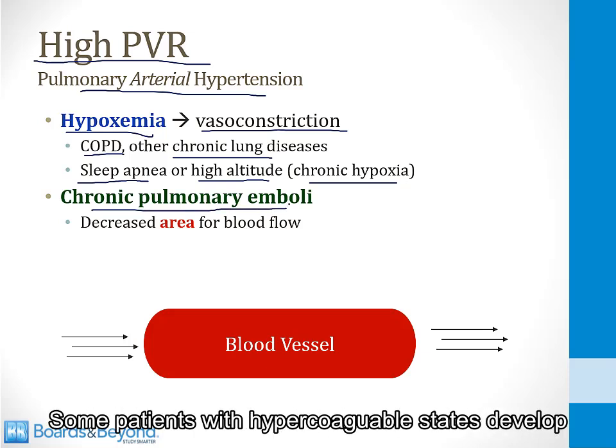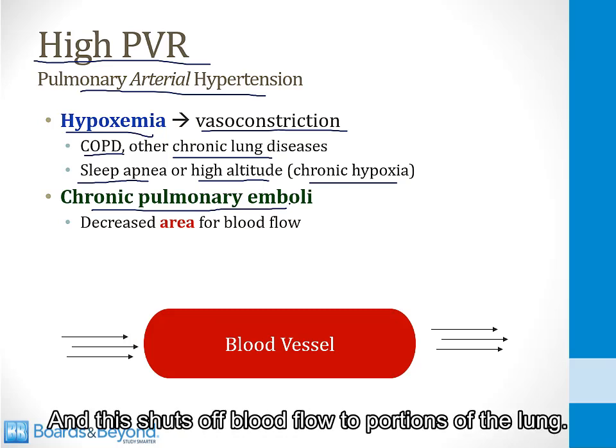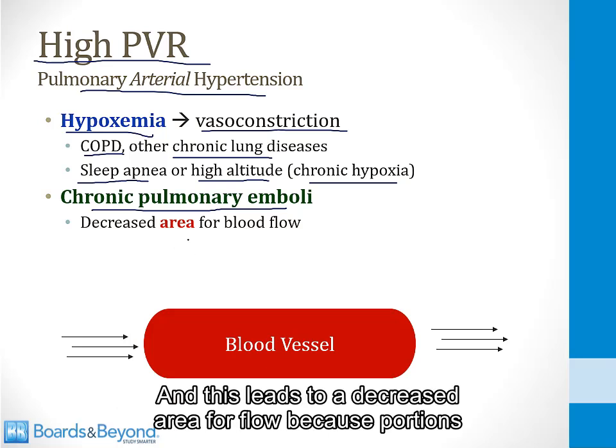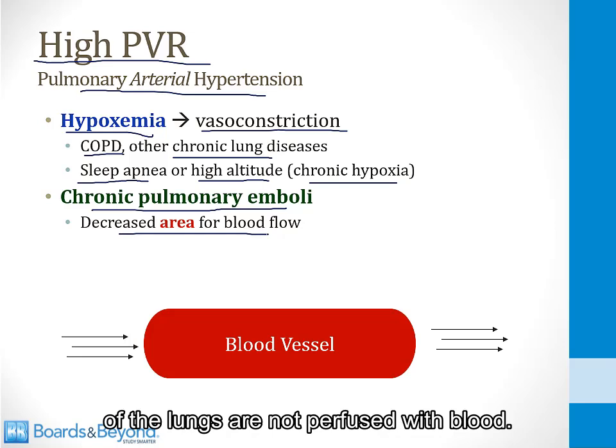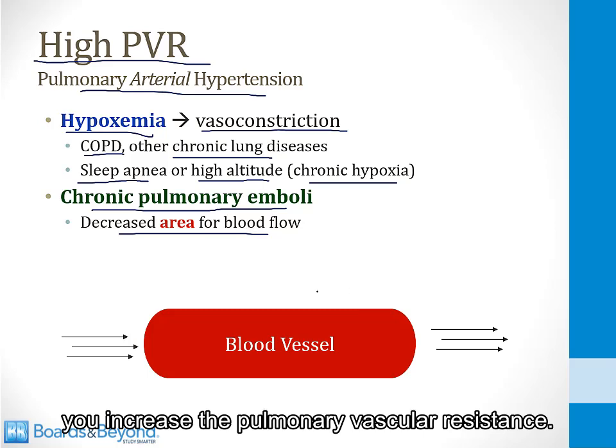Some patients with hypercoagulable states develop recurrent emboli to their lungs, and this shuts off blood flow to portions of the lung. And this leads to a decreased area for flow because portions of the lungs are not perfused with blood. And when you decrease the area for blood flow, you increase the pulmonary vascular resistance.